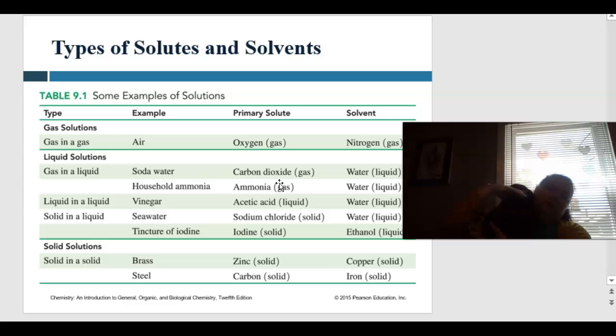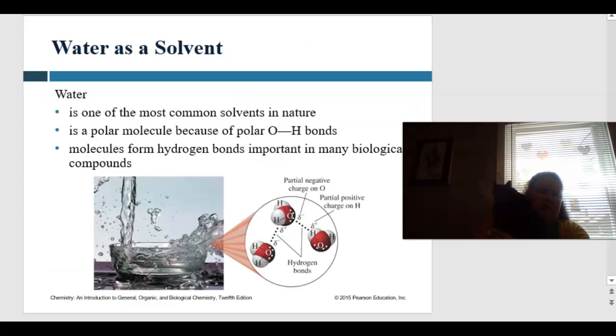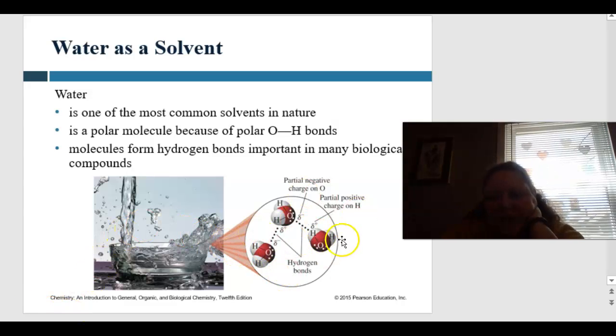Okay, so let's talk about one of the biggest solvents, and this is water. Water is one of the most common solvents in nature. It is a polar molecule because of the polar oxygen to hydrogen bonds. And the molecules form hydrogen bonds, and these are important in many biological compounds. So you can see here that we have the partial negative charge on the oxygen and the partial positive charge on the hydrogen, and these hydrogen bonds are sticking them together.